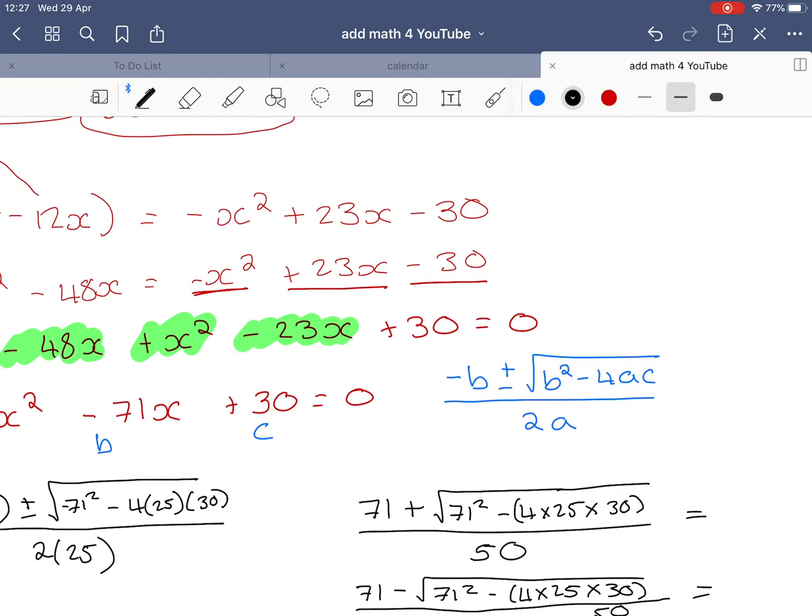Do I have my scientific calculator going? Right, let's work this out then. I'm going to try and do this on my phone, which is going to go really bad. Let's do the square root first. So we've got the square root of 71 squared. Oh, this is not going to work.